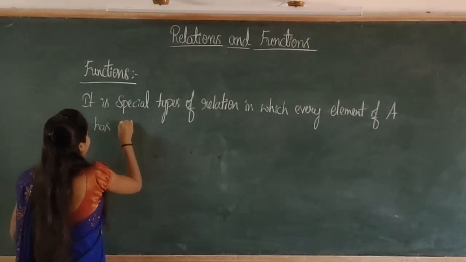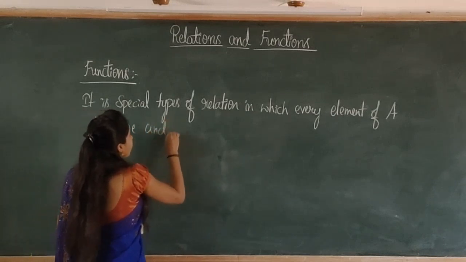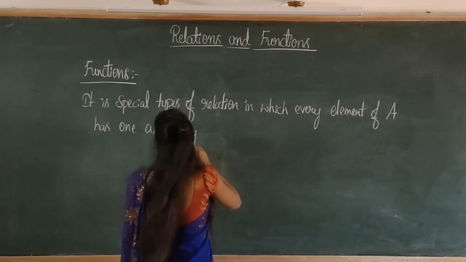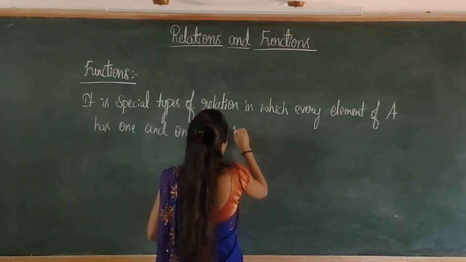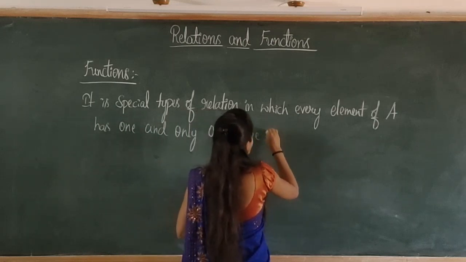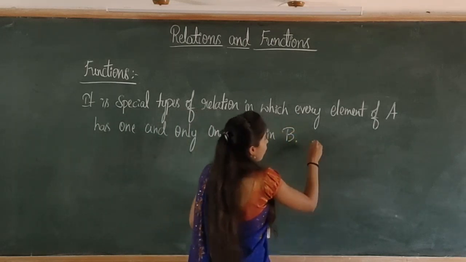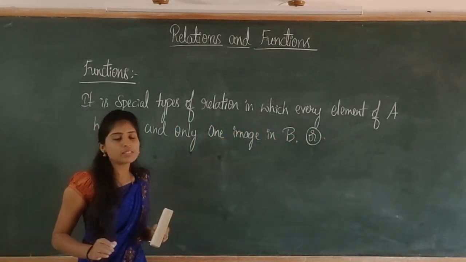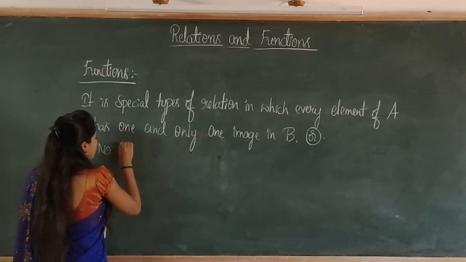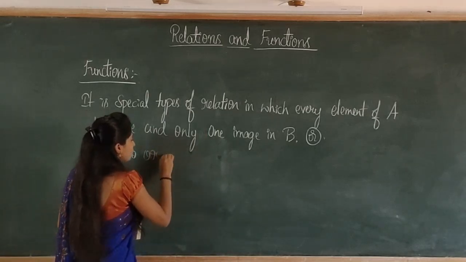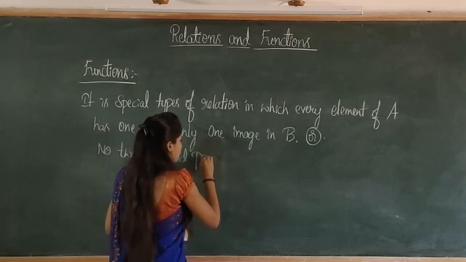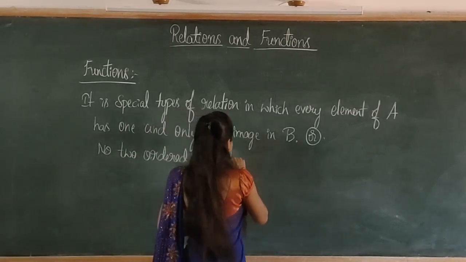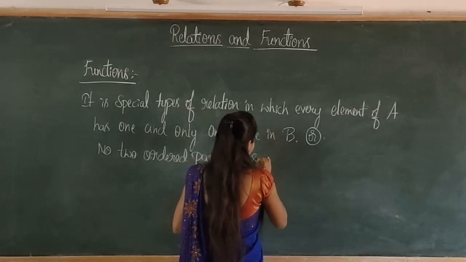Function means it is a special type of relation in which every element of A has one and only one image in B, or no two ordered pairs have the same first elements.